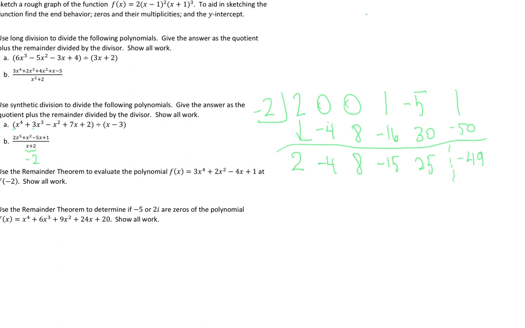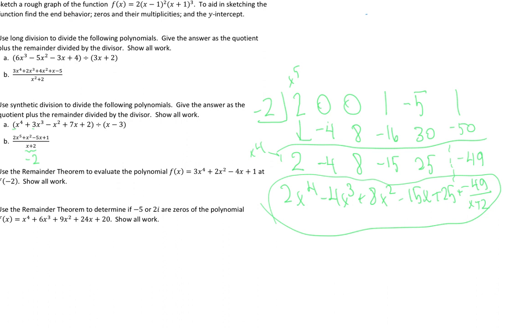So we started off with an x to the 5th power. When you do synthetic division, you go down 1 power, so that's an x to the 4th. So we have 2x to the 4th minus 4x to the 3rd plus 8x squared minus 15x plus 25 plus our remainder over what we were dividing by. And that is our final answer for this part.